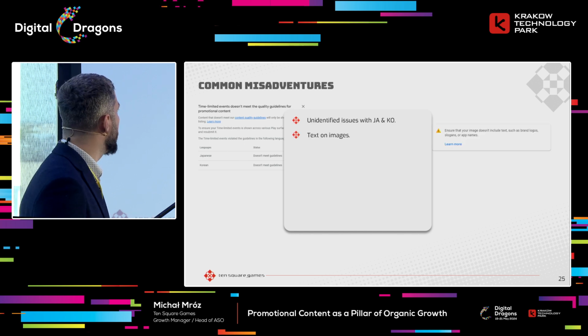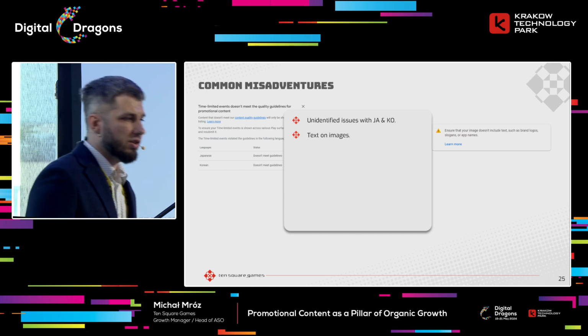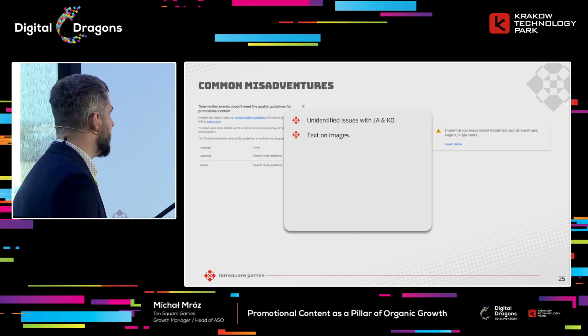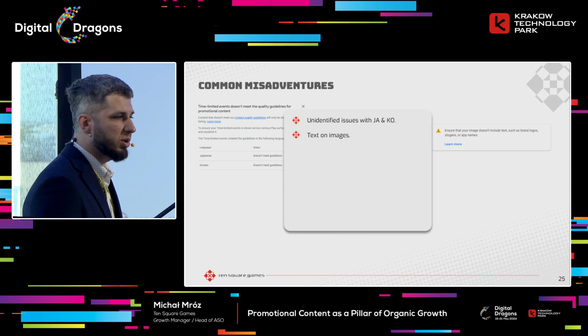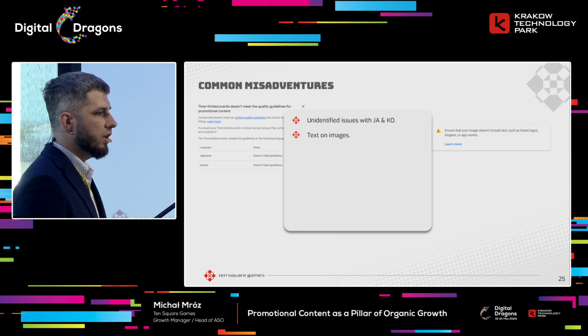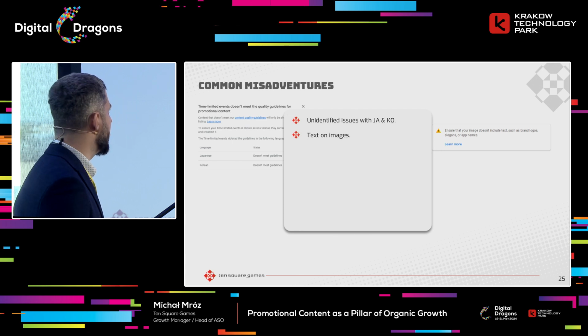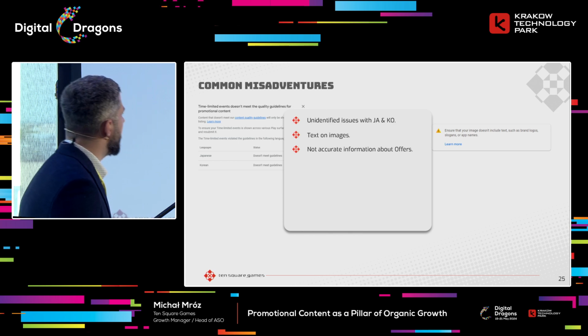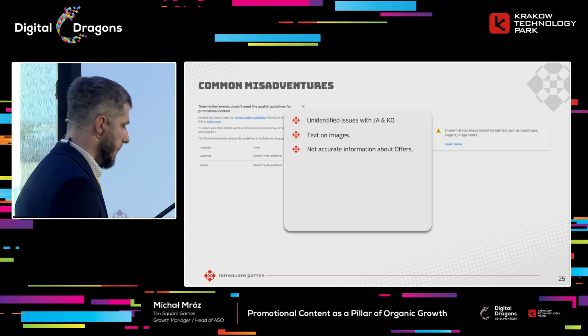Text on images. You can only have text in your descriptions and taglines, but not on images. Sometimes it's also quite problematic, especially if you work with some third-party brands that have logos with text. Then you also have inaccurate information about offers.